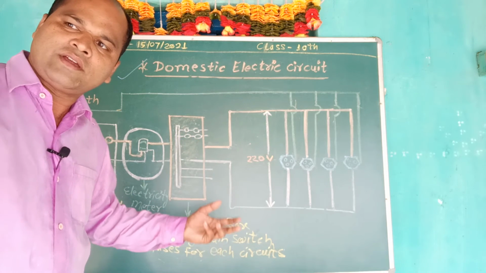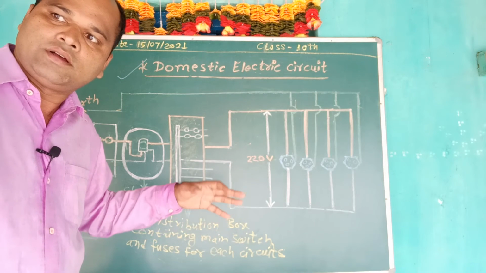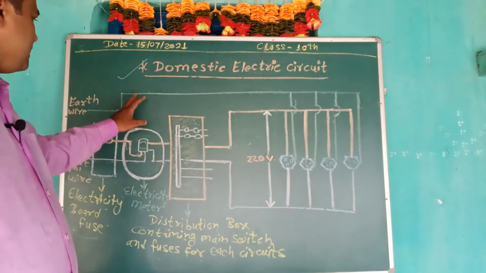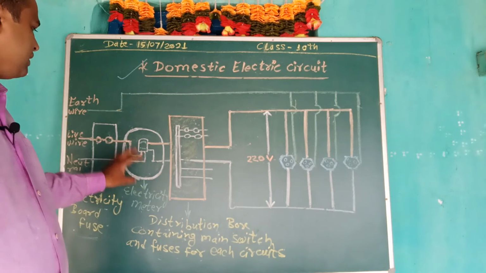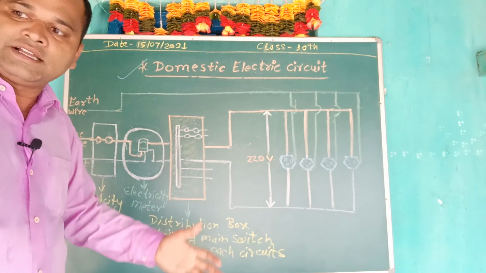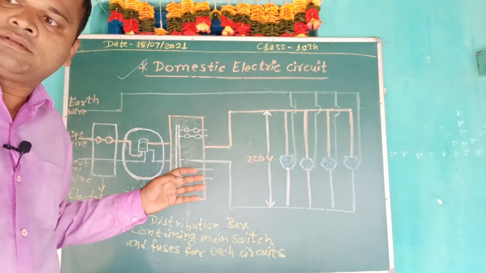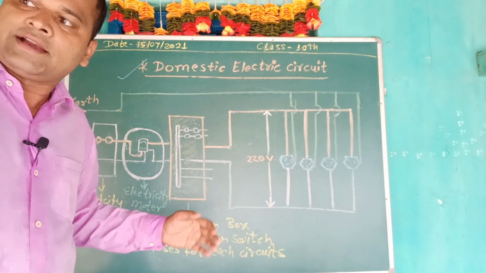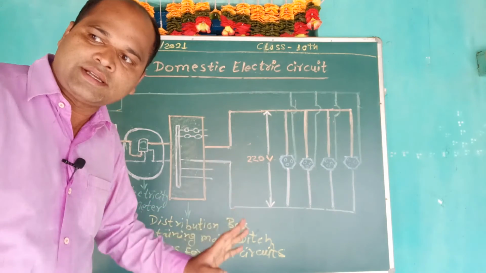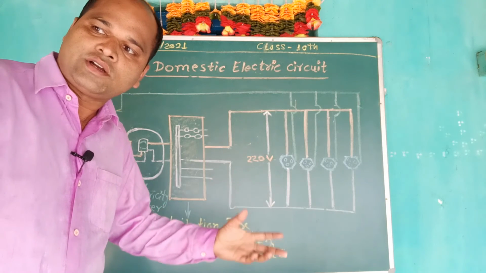Overloading can occur when the live wire and neutral wire come in direct contact. Overloading can also occur when the insulation of the wire is damaged. In such a situation the current in the circuit increases suddenly. This is called a short circuit.